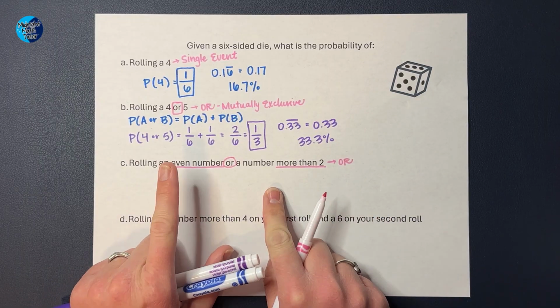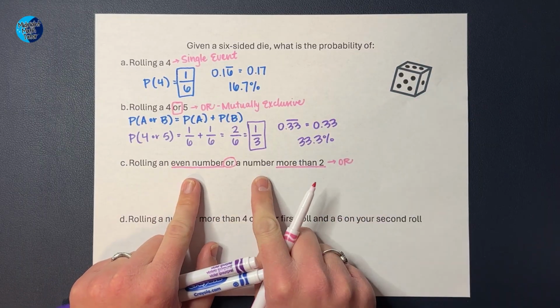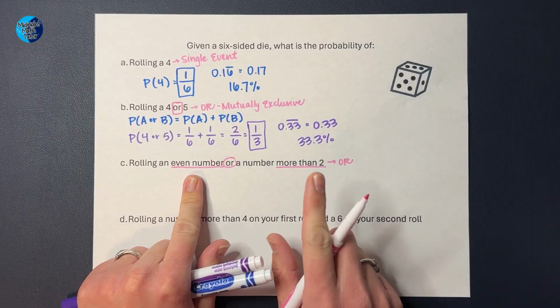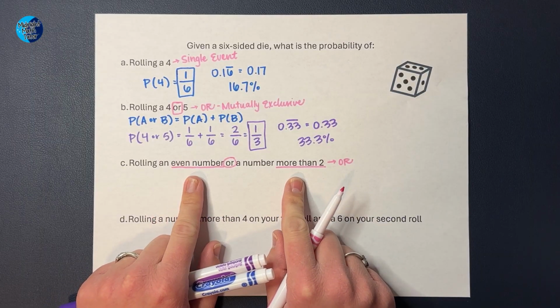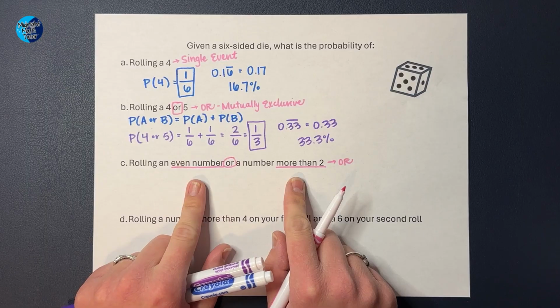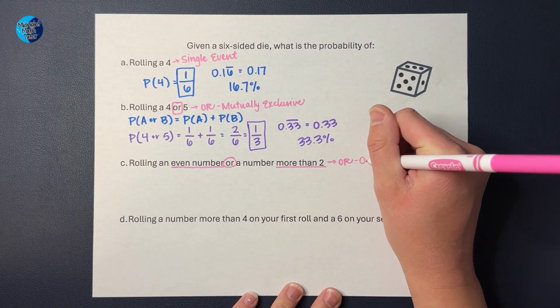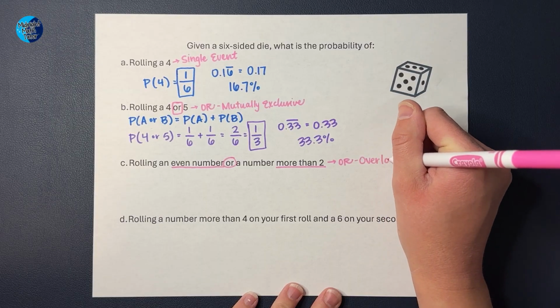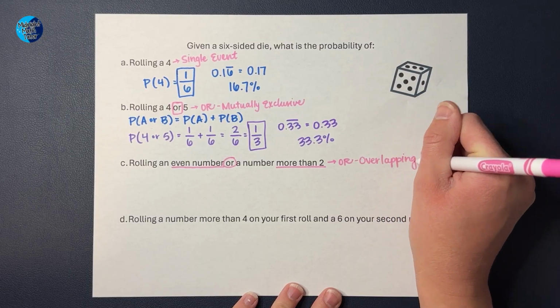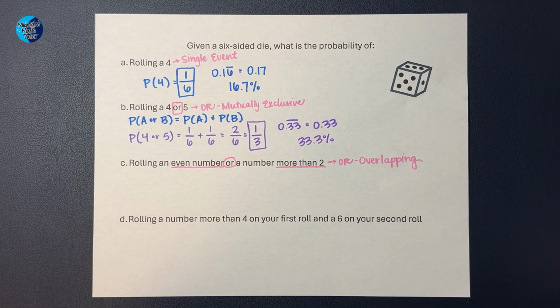So I need to ask myself, are there any numbers on the die that are even and more than 2? There are, right? There are numbers that are even and more than 2, which means we are going to have some overlap. So this is overlapping. The equation for this looks a little bit different.